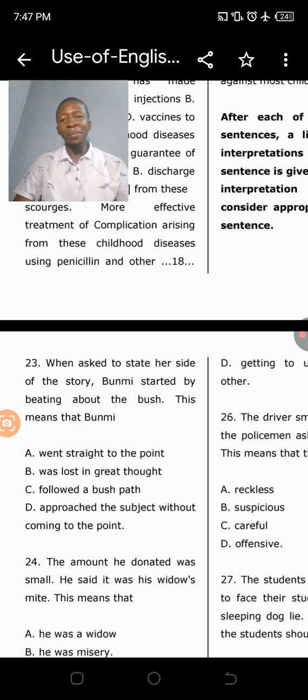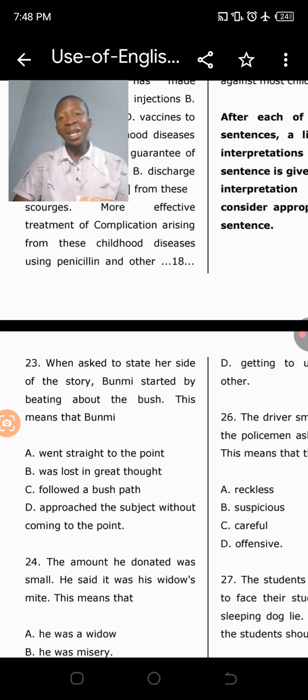Question 23. When asked to state her side of the story, Bumi started by beating about the bush. This means that Bumi went straight to the point. That's option A. Option B, was lost in great thought. Option C, followed the bush path. And option D, approached the subject without coming to the point.